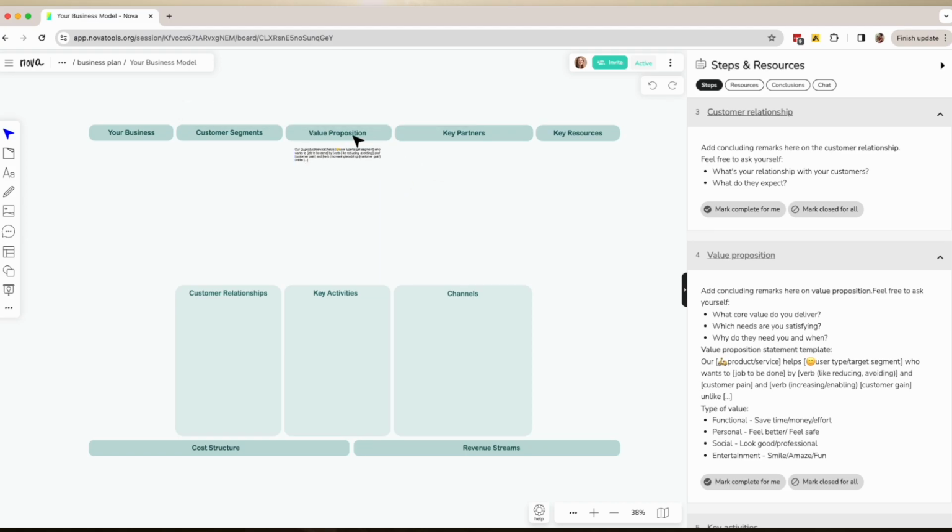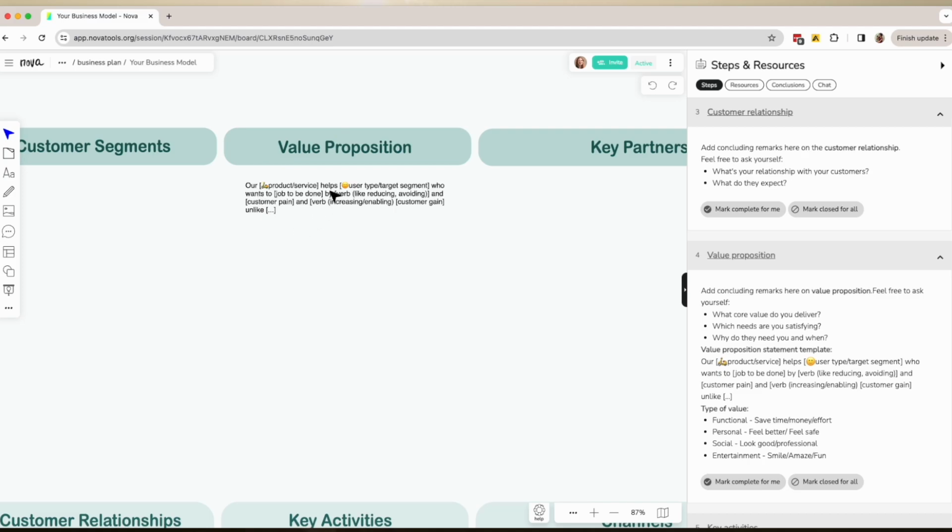Now, once you define your business, start with the value proposition. This is the core of your business model. Define what makes your product or service unique and why customers would choose you over competitors. Consider what problems you solve and the needs you meet.